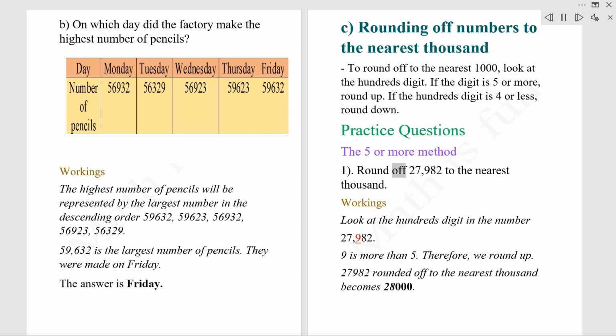1. Round off 27,982 to the nearest thousand. Workings. Look at the hundreds digit in the number 27,982. 9 is more than 5. Therefore, we round up. 27,982 rounded off to the nearest thousand becomes 28,000.